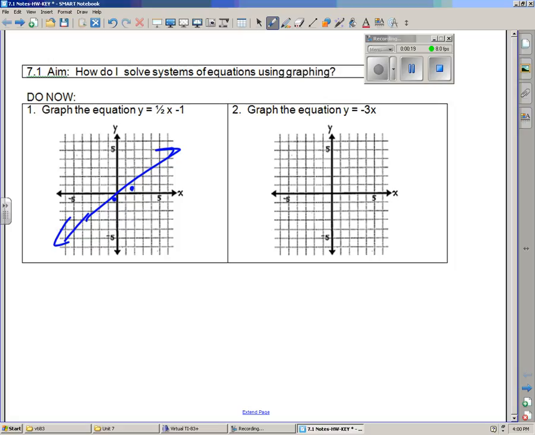You definitely want to use a ruler with this because when we start graphing more than one line on the same grid, you need to be as accurate as you can. So please, please, please use a ruler. Second equation, y-intercept is 0. Down 3 to the right 1, and there's your line.